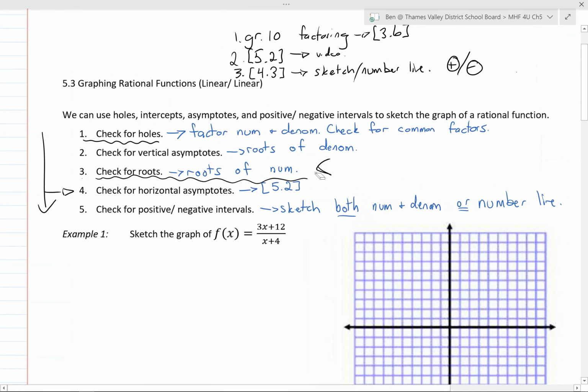After we've checked for holes and vertical asymptotes and roots, then we can go ahead and check for our horizontal asymptotes. I'm not going to write out the entire spiel there, but we know that we're comparing the degree of our numerator to the degree of the denominator, just like we learned in section 5.2. And lastly, we're going to check for the positive and negative intervals of our final function. We'll do that by looking to see when my numerator is positive and negative and when my denominator is positive or negative, and putting those together. So we can do that through sketching or through working with a number line.